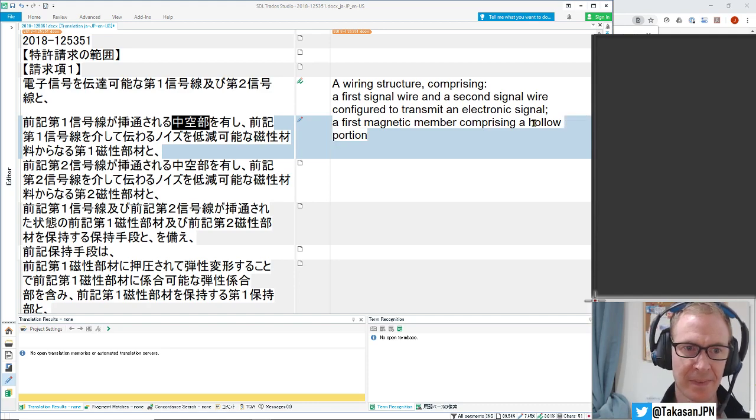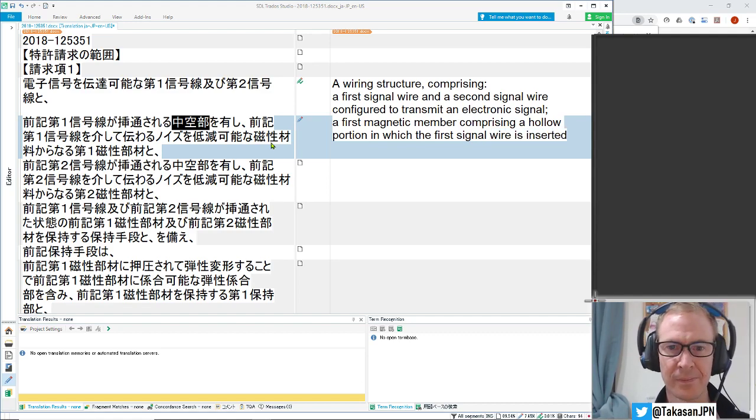Hollow portion, and in which the first signal wire is inserted. Now some people may like to get fancy here, be configured to be inserted. You don't need to go crazy with configured to. Usually you can omit it on the second time, I want to say.